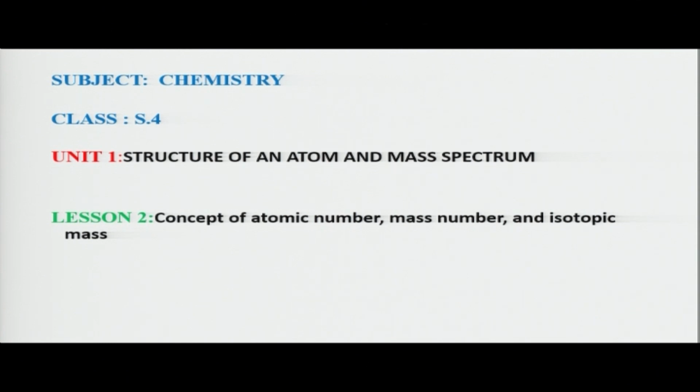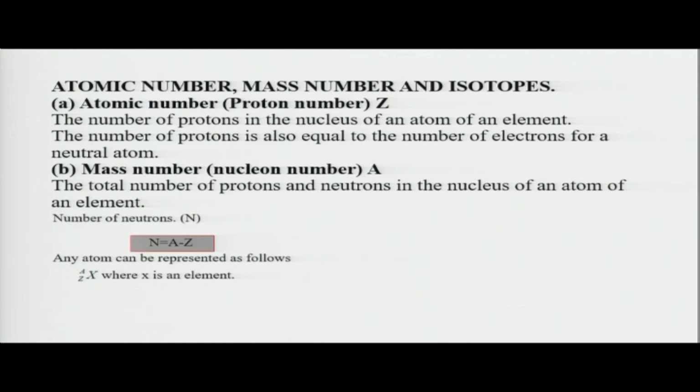So we are just going to pass through our definitions here. Atomic number means the number of protons in the nucleus of an atom of an element, and we need to note that the number of protons is equal to the number of electrons for a neutral atom. Then mass number, we say the number of protons and neutrons in the nucleus of one atom of any element.